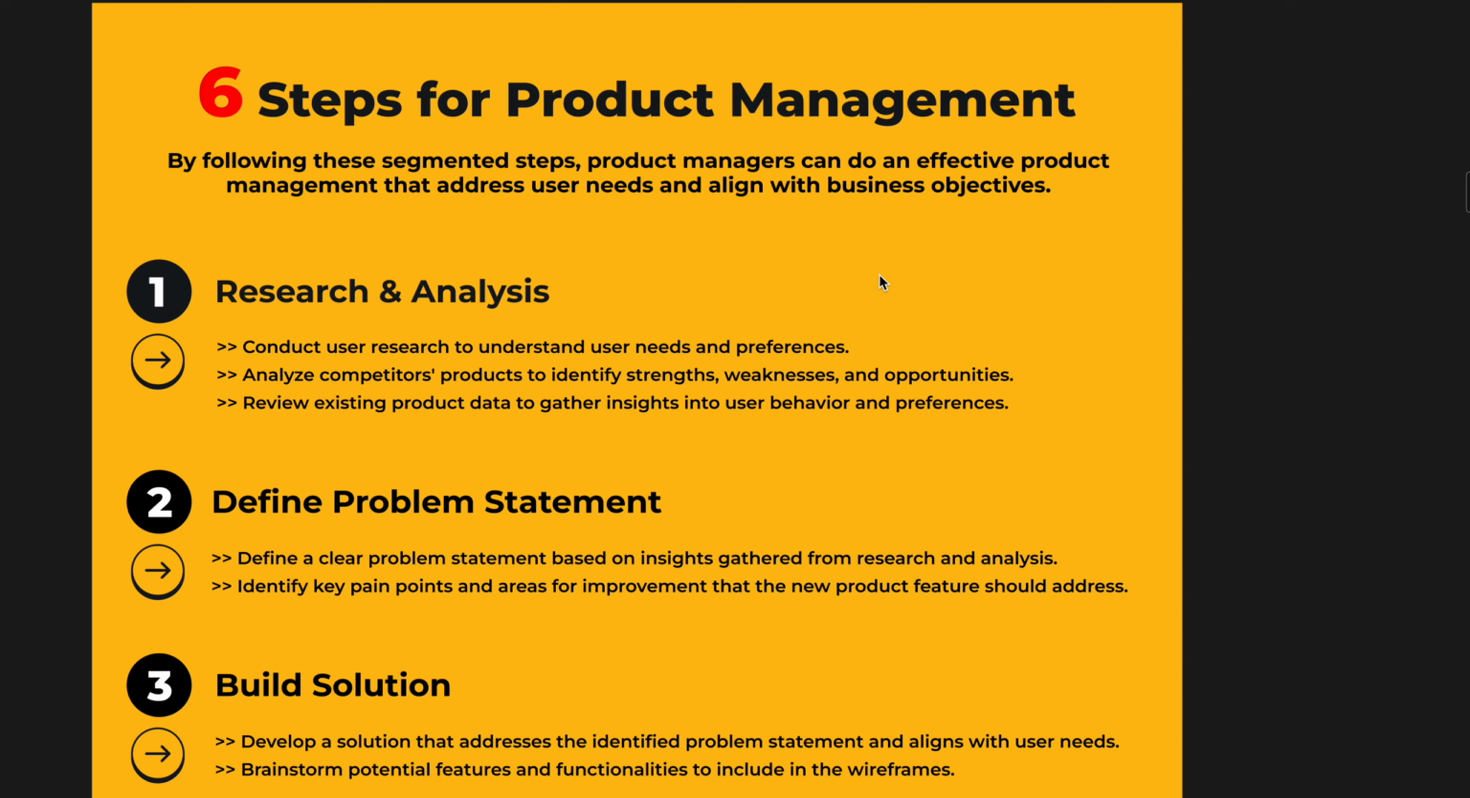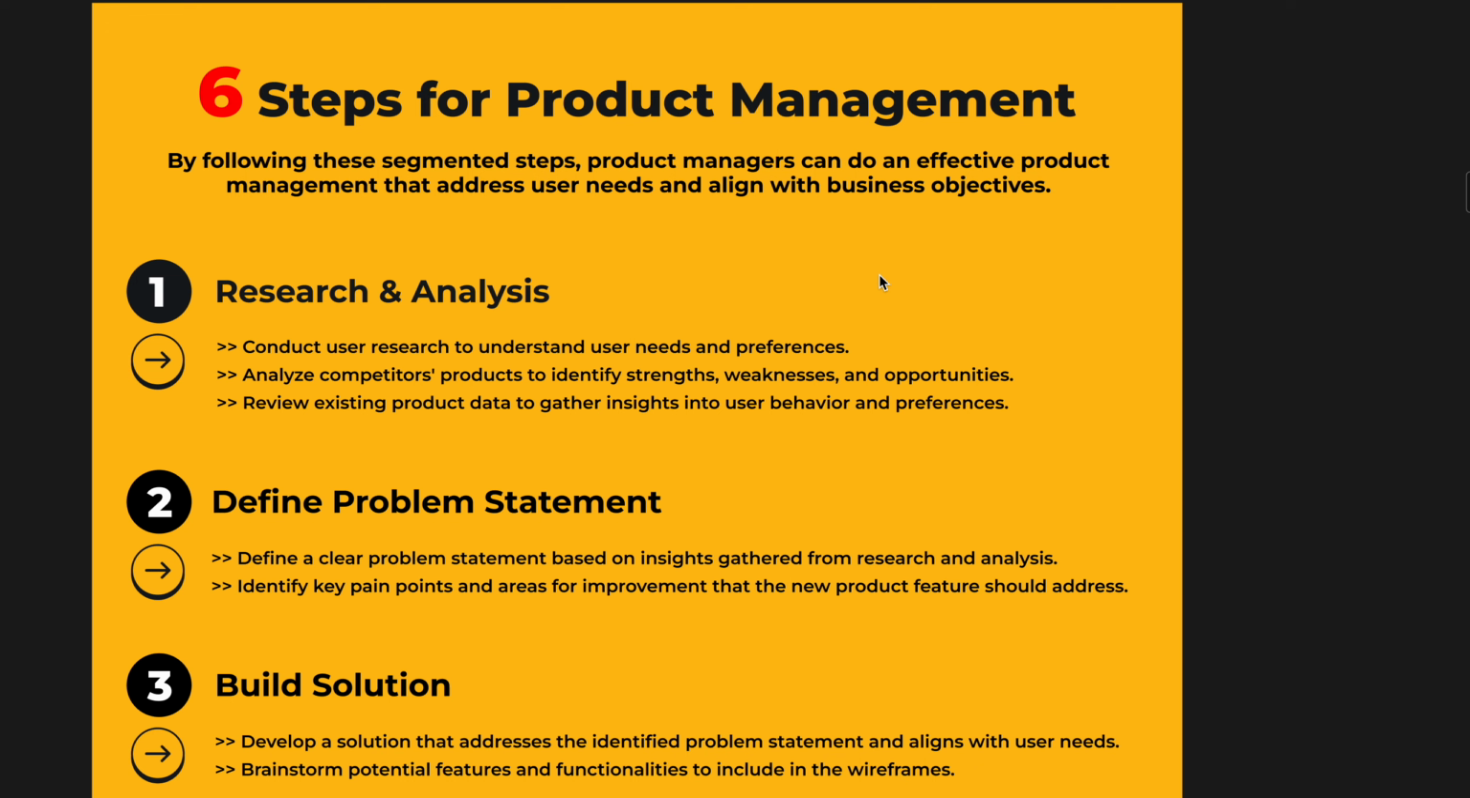Okay, once everything is done, you have done your research and analysis, then you would jump onto the second step, which is defining a problem statement. Define a clear problem statement based on insights gathered from research and analysis. Now that you have done your user research, you have analyzed the current and existing data, you should be able to define the problem statement clearly, because this is what you are going to communicate with different stakeholders in your company. And you will also have to align it with your business objectives. So defining a clear problem statement is very important.